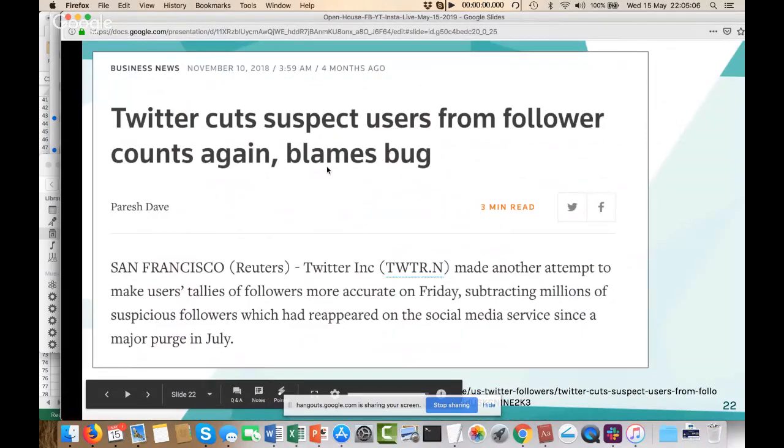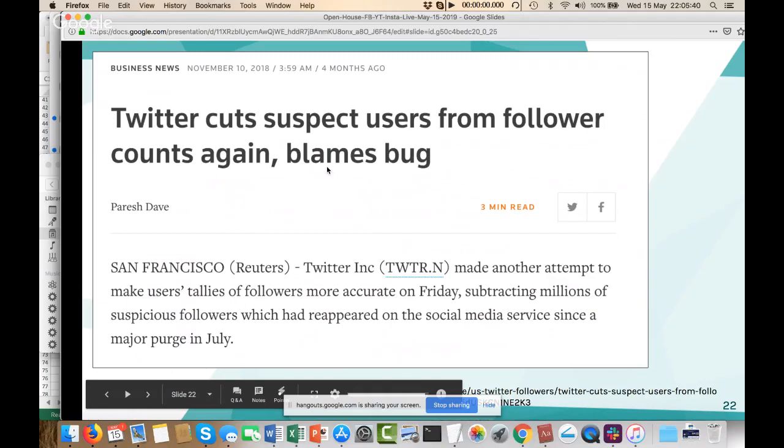Given my interest in privacy and security in social media itself, one of the questions that we started looking at was suspect users. Interestingly, on November 8th, I think, Twitter removed a few million accounts. About a year and a half or two years back, they had removed tens of millions of accounts. So this was the news, and this happened in November.